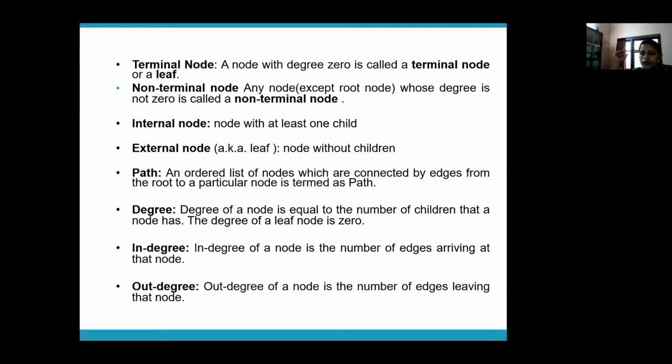Now, some more terms which you will hear. Terminal node. Okay. What do you mean by a terminal node? You know what is meant by a node. A terminal node means a node with degree 0, called a terminal node or a leaf node. Okay. That means somebody who doesn't have a child. That is what is referred to as a leaf node. A node that does not have a child is referred to as a terminal node or leaf node.